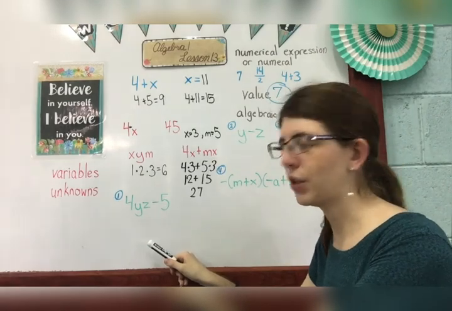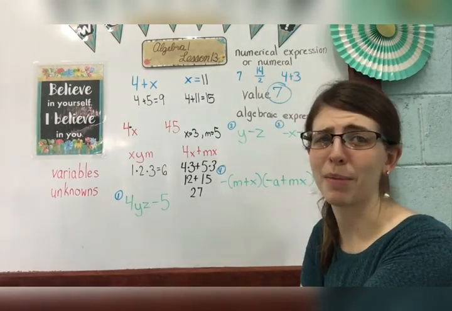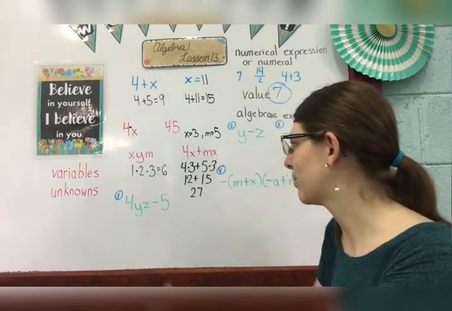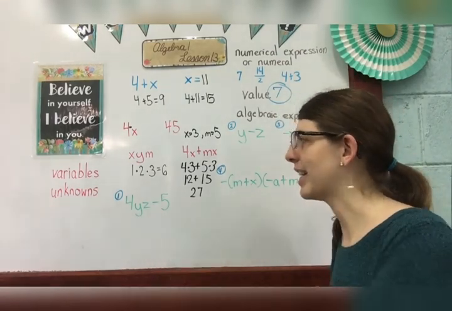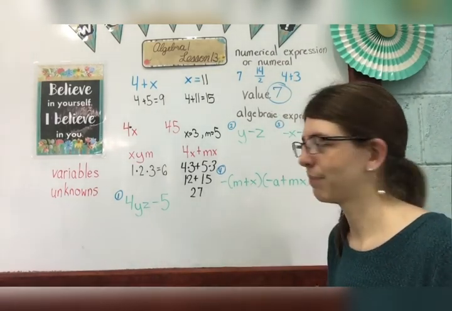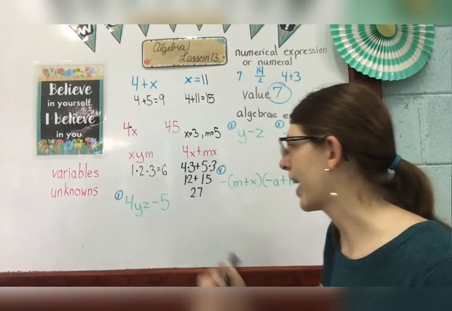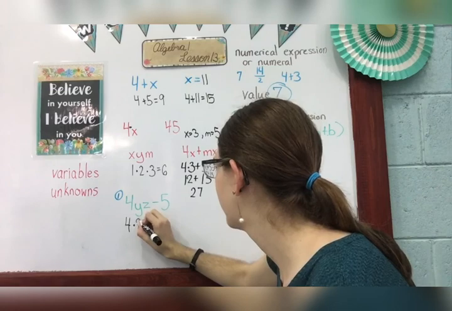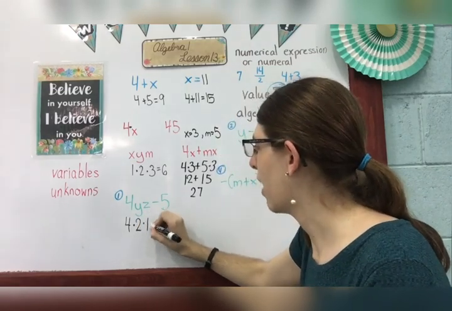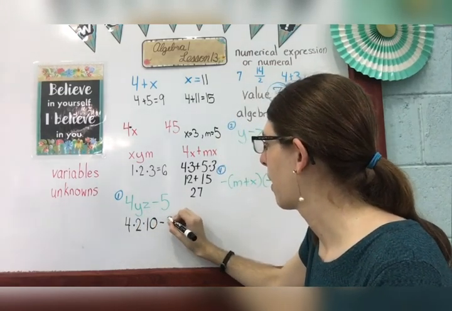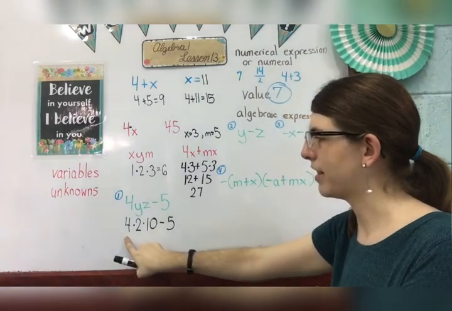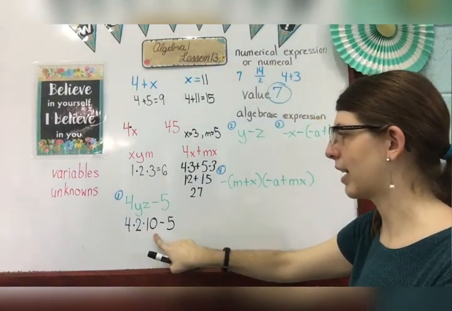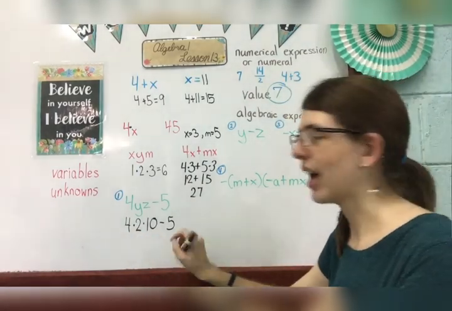Y is equal to 2 and z is equal to 10. Sorry, I got lost on my book. Okay, so y is equal to 2 and z is equal to 10 in this case. So that means I need to change y out for 2. So I have 4 times 2, z out for 10, minus 5. Multiply these across. 4 times 2 is 8, times 10 is 80, minus 5 is 75.